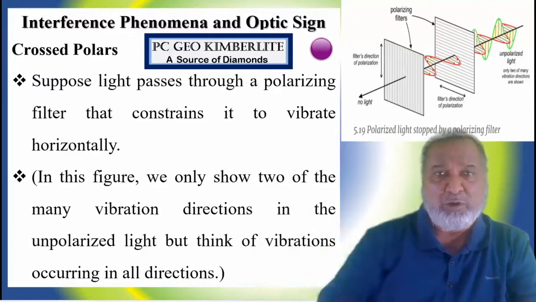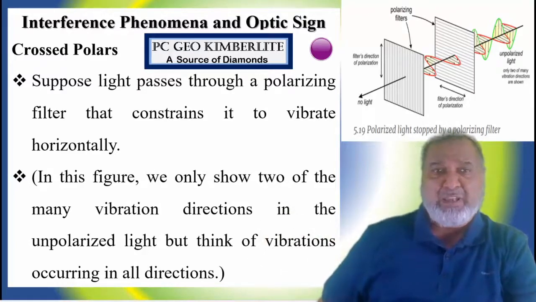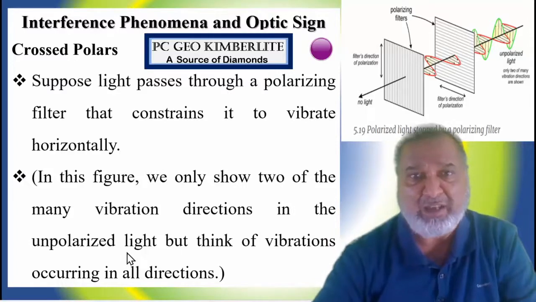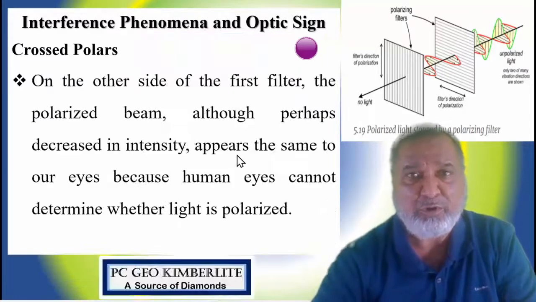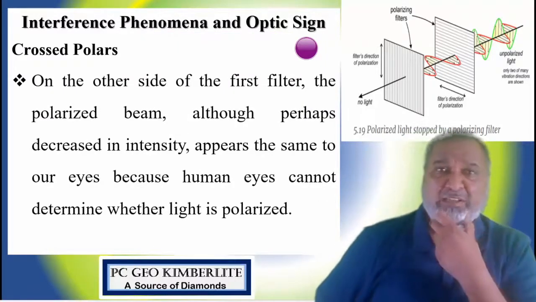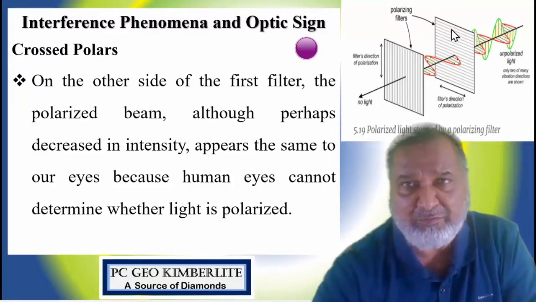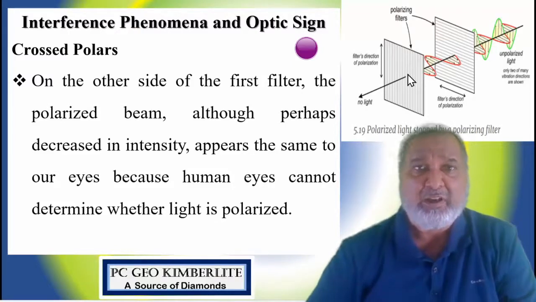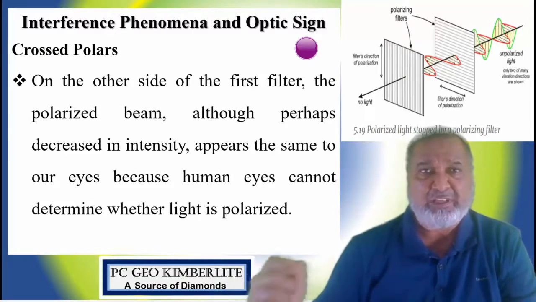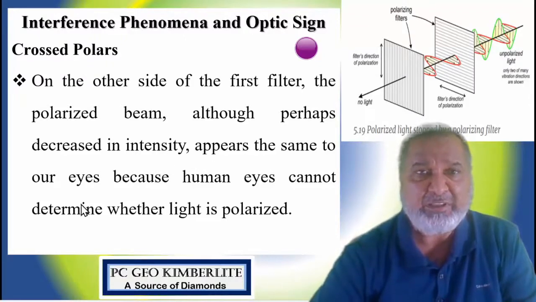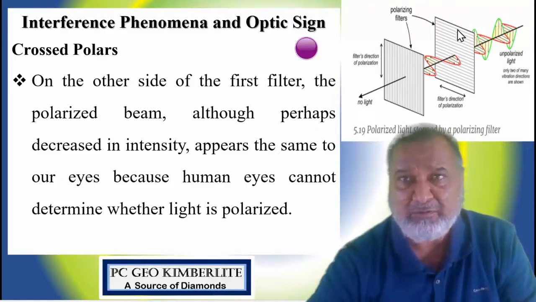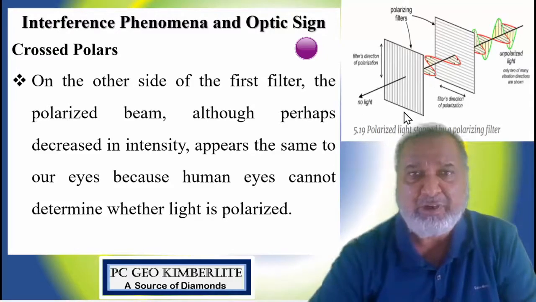In this figure, we only show two of the many vibration directions in this unpolarized light. That is the unpolarized light. It can come out polarized, but the vibration would otherwise occur in all directions. Here we have two filters, the first filter and the second filter. On the other side of the first filter, the polarized light, although perhaps decreased in intensity, appears the same to the eye, because the human eye cannot determine whether the light is polarized.